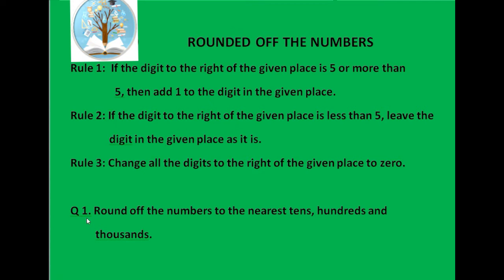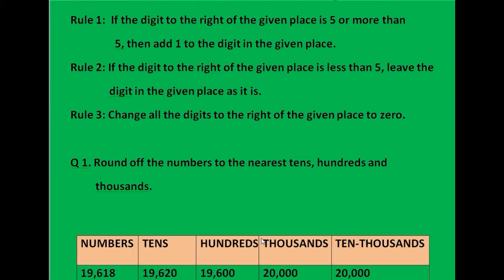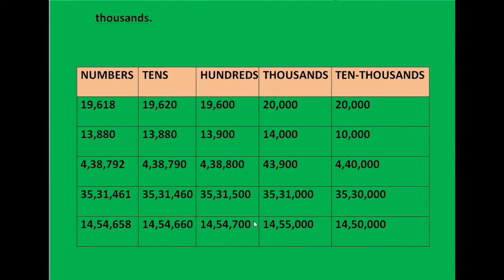Now you will understand better with the questions. The question is: round off the numbers to the nearest tens, hundreds and thousands. For this I have prepared a table. In this, numbers are written and these numbers would be rounded off to tens, hundreds, thousands, 10,000s.